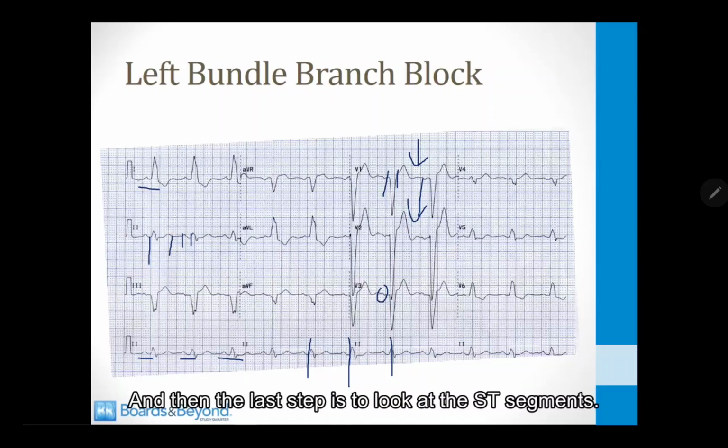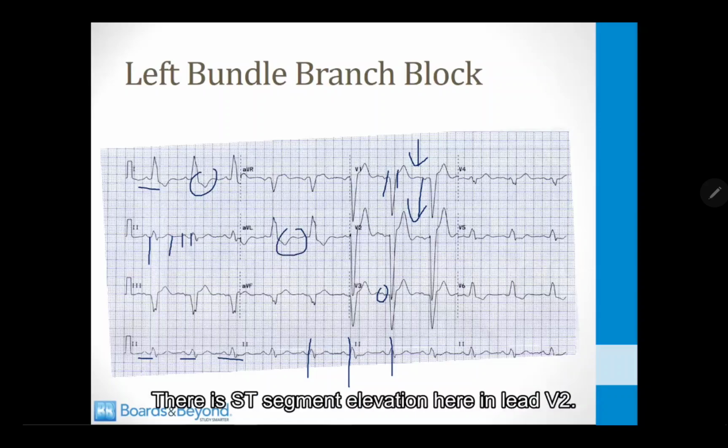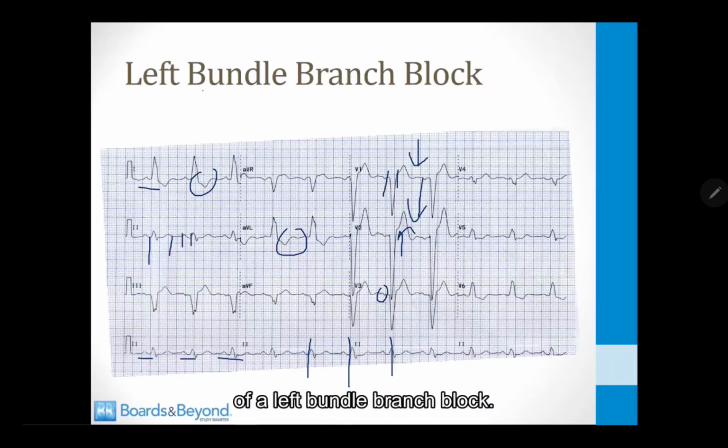And then the last step is to look at the ST segments, and there are a lot of ST abnormalities here. The T wave is inverted here in leads 1 and aVL. There is ST segment elevation here in lead V2. All of these findings are normal components of a left bundle branch block.